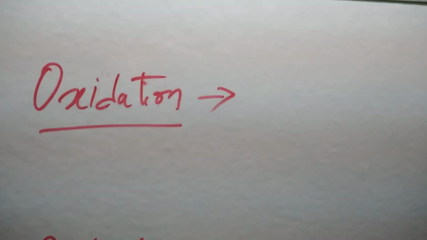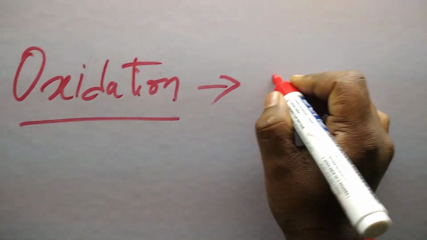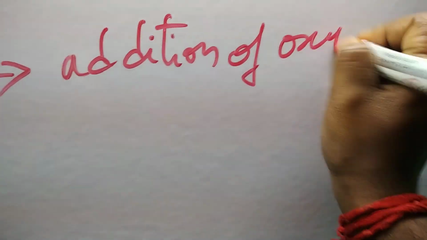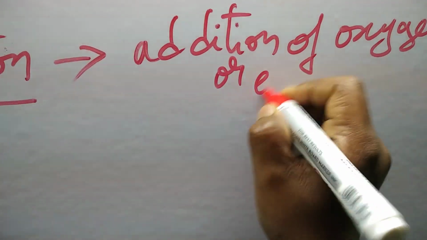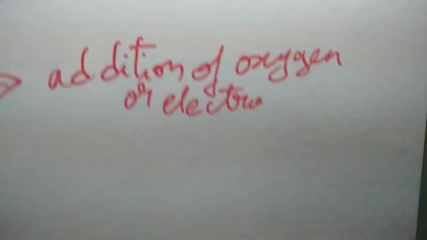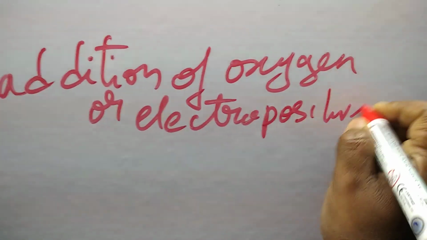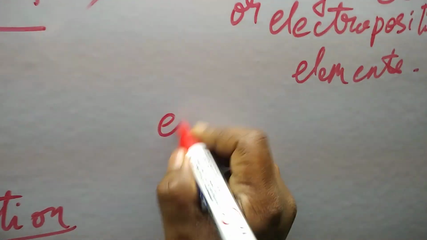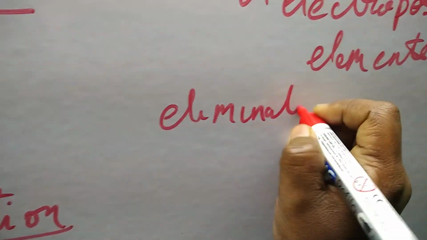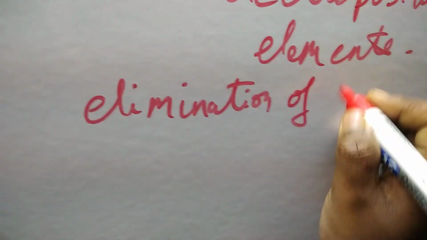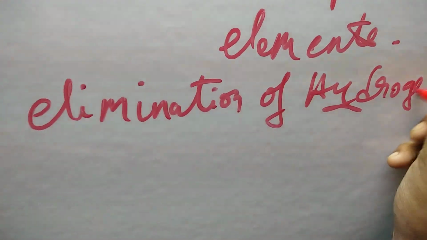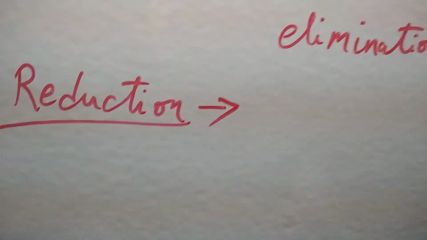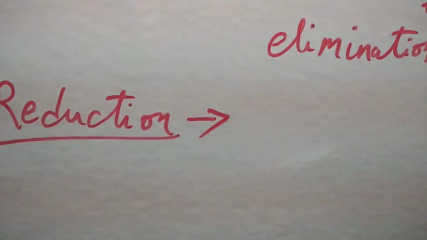So in case of oxidation, we got to know that it is addition of oxygen or electronegative elements, yes, right, and elimination of hydrogen or electropositive elements. And in case of reduction, just opposite of oxidation.